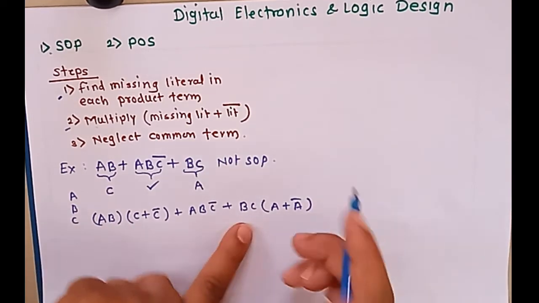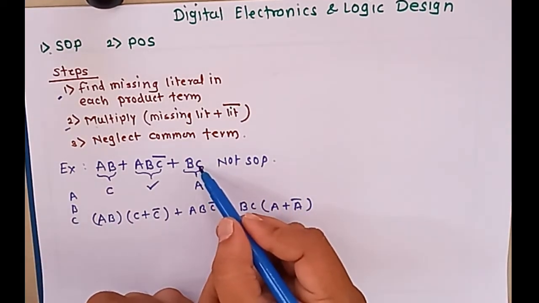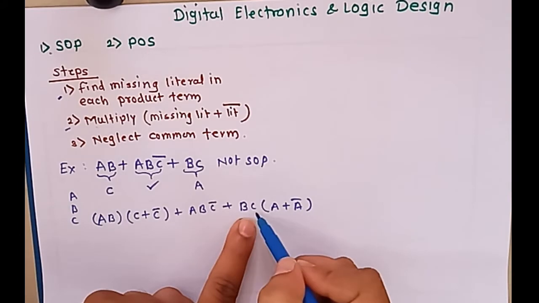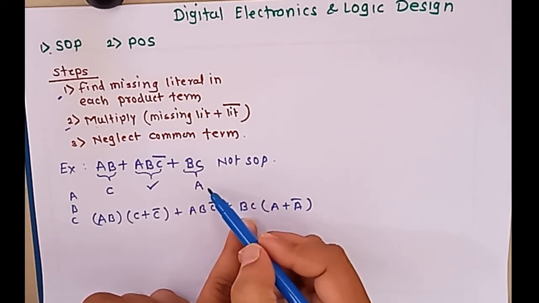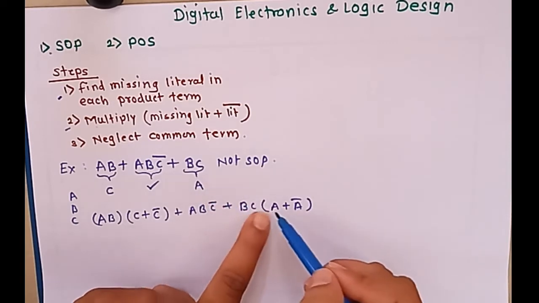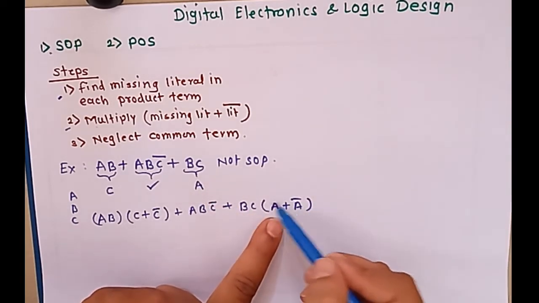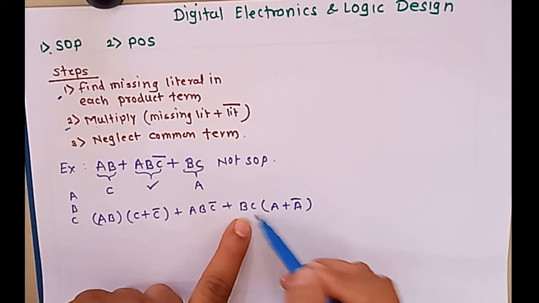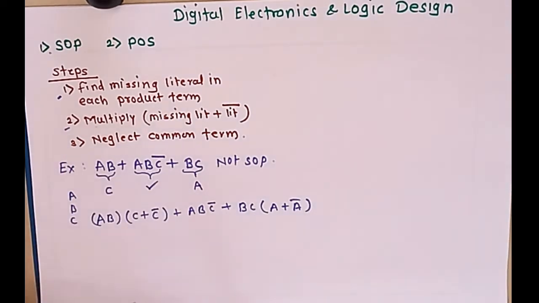Here also the product term is BC. So here we have taken BC, and the missing literal is A plus its complement. So this term is formed and that is multiplied with the BC. So here we have completed the second step.